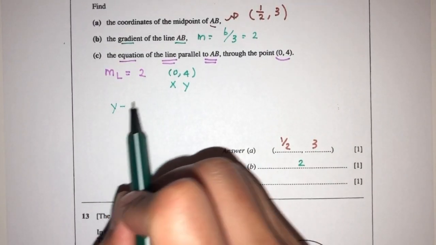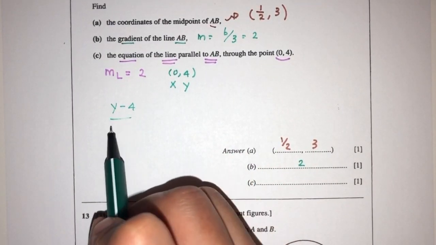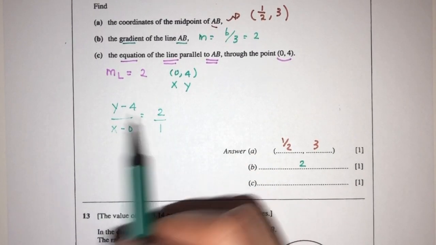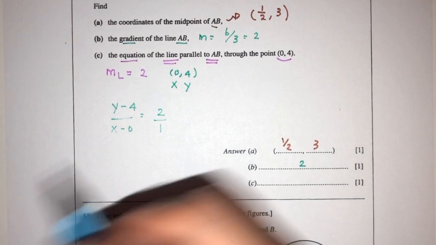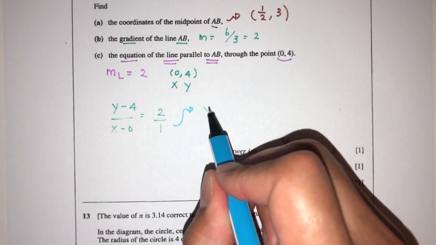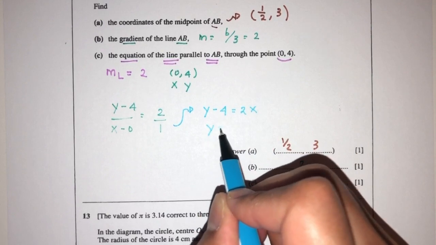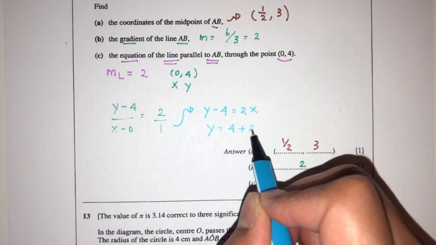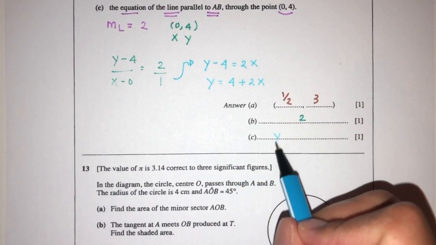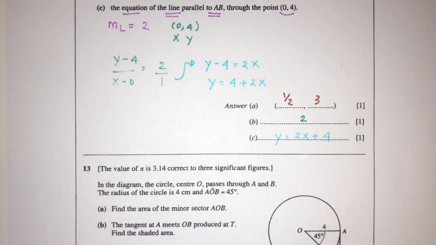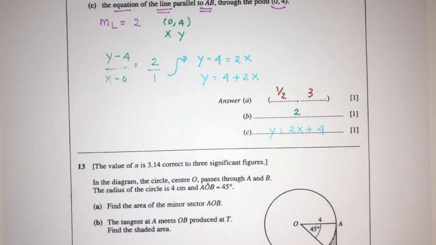So y minus the corresponding value over x minus this corresponding value will be 2, which is the gradient, and we have to cross multiply to find the answer. So from this you will have y minus 4 has to be 2x, so y has to be 4 plus 2x. Or you can write y equal to 2x plus 4, it's the same thing. Right, that is the answer for part C of question number 12.